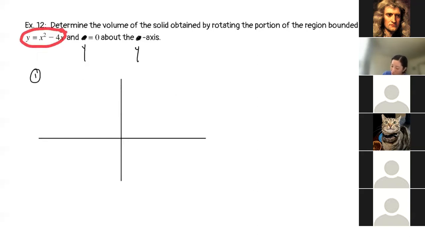We did look at this function the other day, y equals x squared minus 4x. Can someone remind me how we can sketch that function? I know it's a parabola, but how can we be more specific about sketching that?